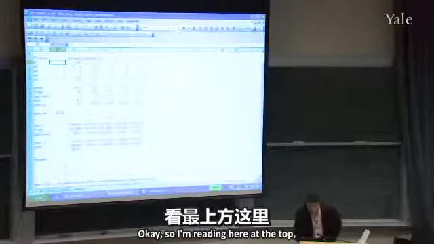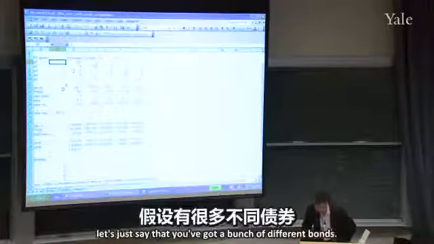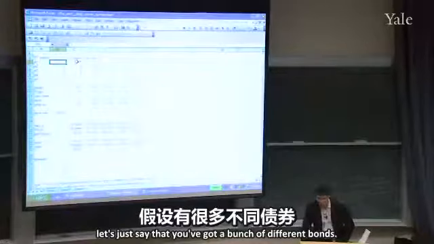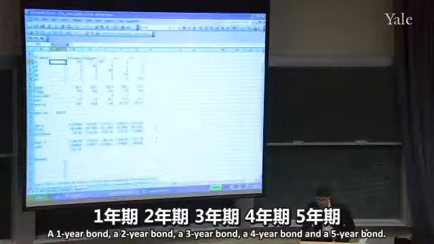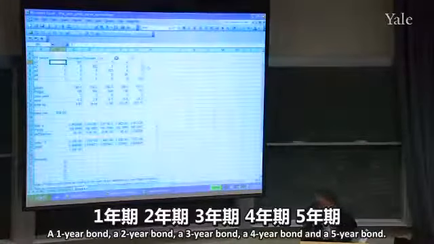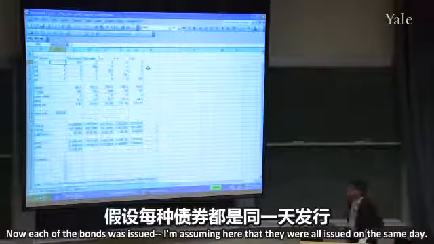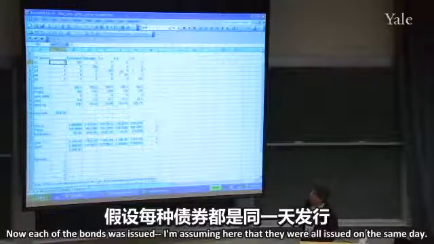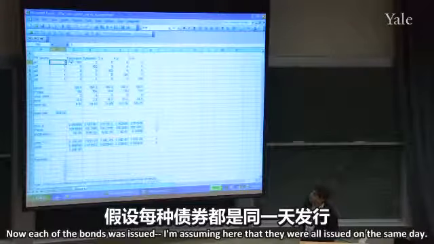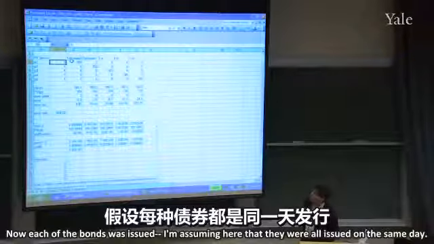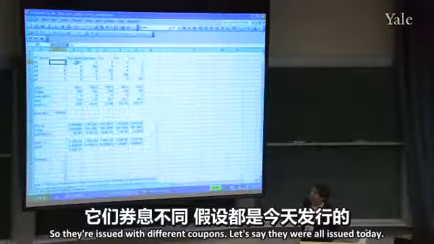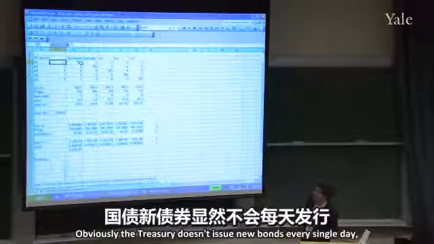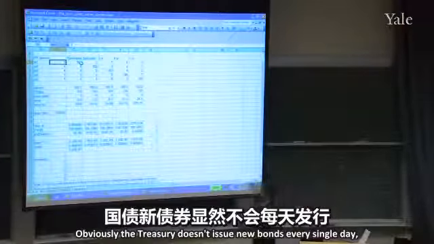Let's just say that you've got a bunch of different bonds: a 1-year bond, a 2-year bond, a 3-year bond, a 4-year bond, and a 5-year bond. I'm assuming here that they're all issued on the same day, with different coupons. Let's say they were all issued today. We'll come back at the end. Obviously the Treasury doesn't issue new bonds every single day.